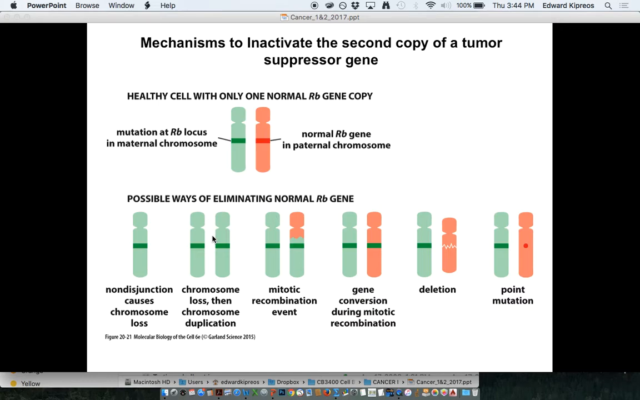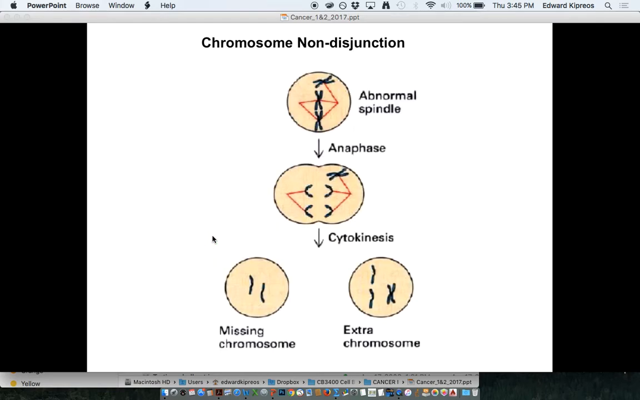Okay, so in this diagram, the green is mutated and the red is normal. There are different ways to mutate the other copy, and it turns out that having one copy mutated will make it more likely to knock out the other copy. Okay, and we can look at that. So one of the ways is non-disjunction causing chromosome loss. We already went over this when we were talking about mitosis. Non-disjunction occurs when, let's say, the mitotic spindle checkpoint's not working properly, and two copies, in this case chromosome 13, go to one cell, and no copy goes to the other one.